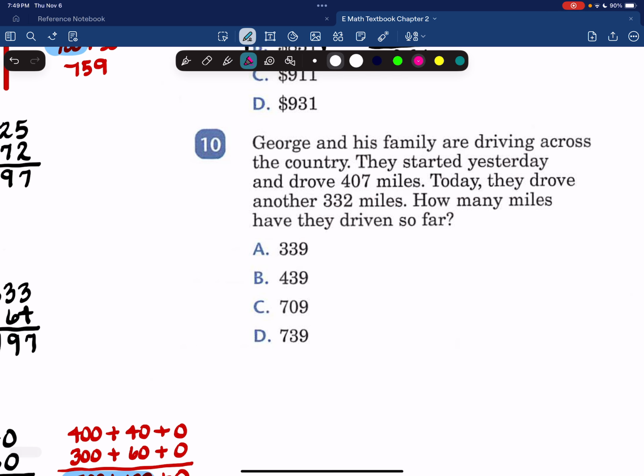All right, number 10. George and his family are driving across the country. They started yesterday and drove 407 miles. Today, they drove another 332 miles. How many miles have they driven so far? That's my question. And I have some very important numbers here. I have the 407 and I have the 332.